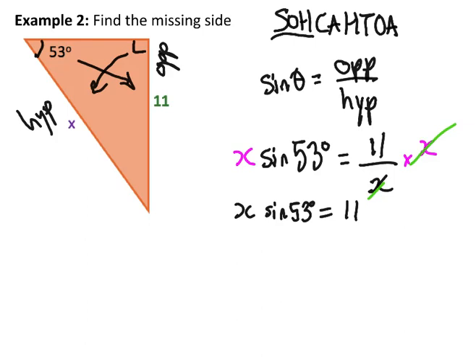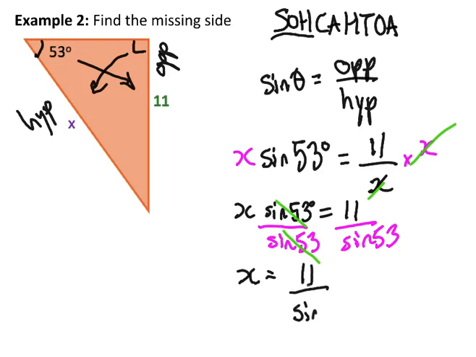And then to get rid of the sine of 53 degrees, we can divide both sides by it. Divide this by sine of 53, divide this by sine of 53 as well. And that cancels out the sine 53s. And you're left with just x equals 11 divided by sine of 53 degrees. So try tossing that into your calculator. 11 divided by sine of 53. You should get that x is equal to 13.77.